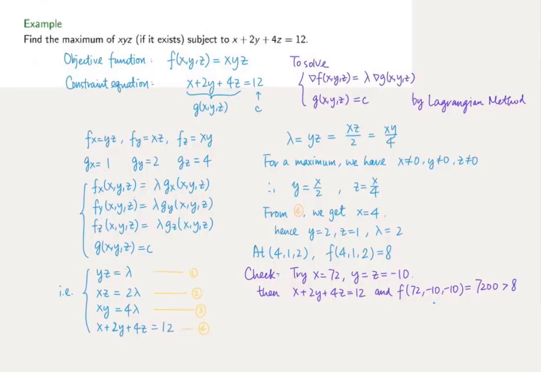For example, we observe that if x equals 72, and y and z equal -10, then this point still fulfills the constraint equation, but it gives an output of 7,200, which is much higher than 8. Therefore, our conclusion is that there is no absolute maximum for the function x times y times z subject to this constraint equation.